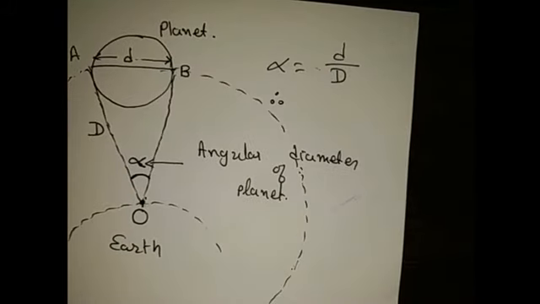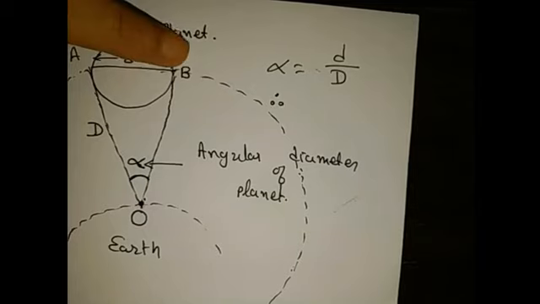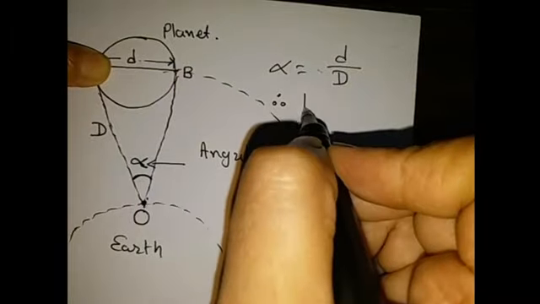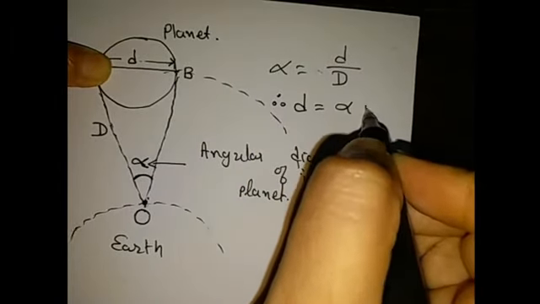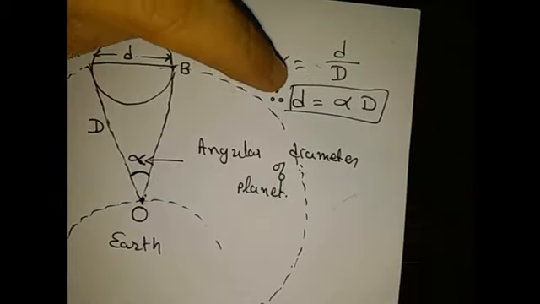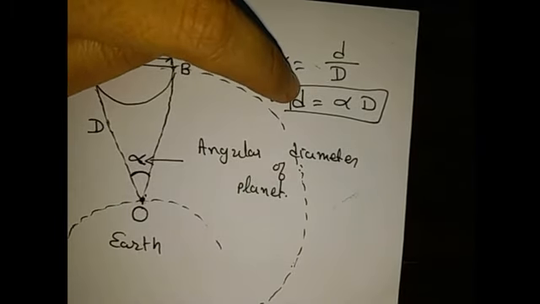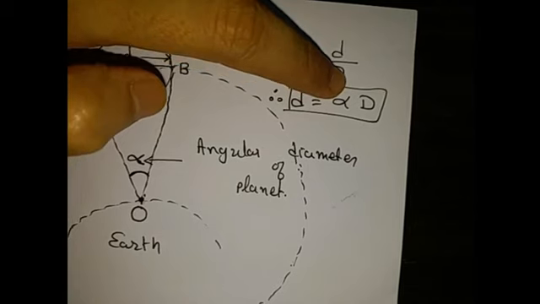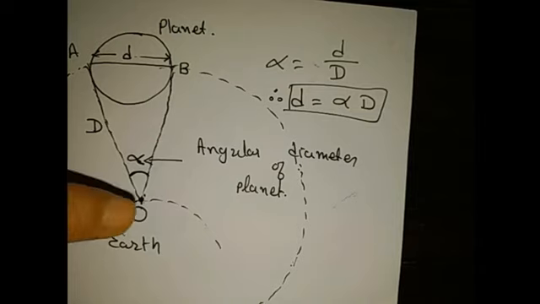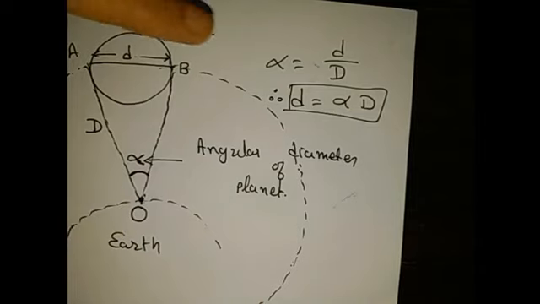ये सब हमने क्यों कर रहे हैं? We want to measure diameter. That means I want to find small d. So make small d the subject. So small d is equal to alpha times capital D. Right? So the diameter of the planet is equal to angular diameter multiplied by the distance of the planet from the earth. Right? So in this way, we can find the diameter or size of the planet.